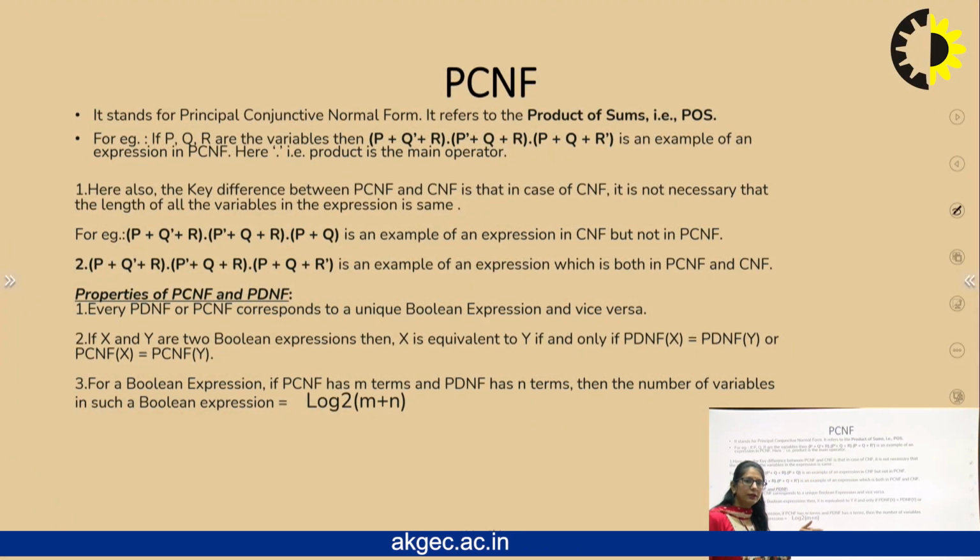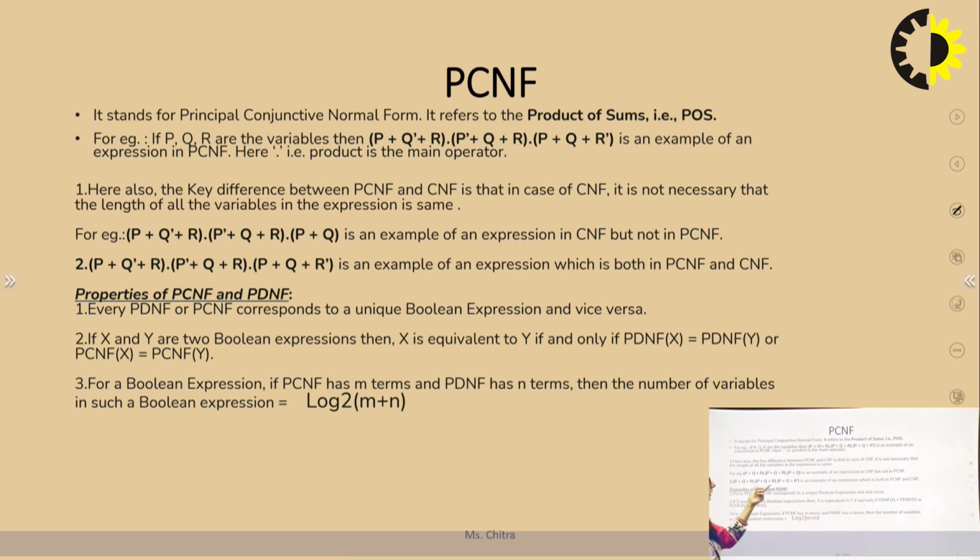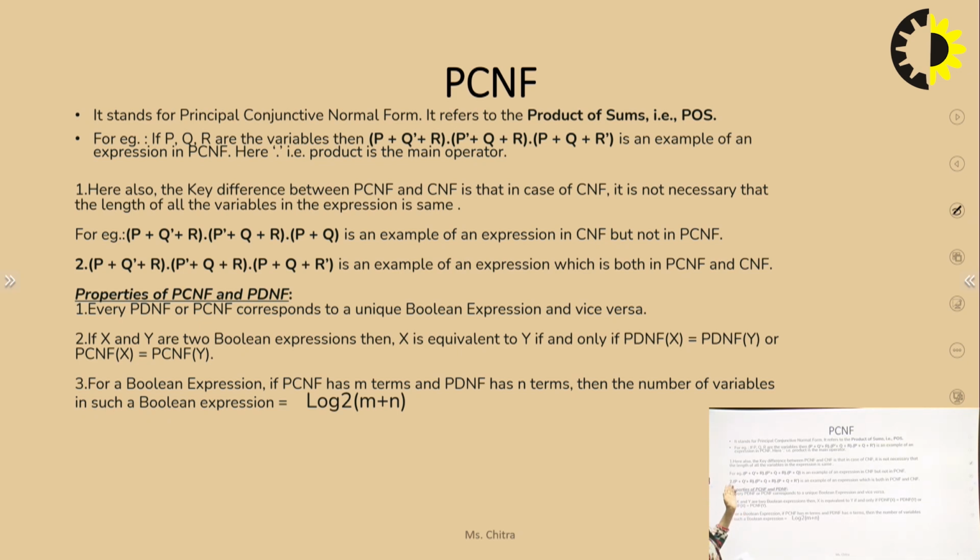But in the PCNF, it is a product of max terms. In the max term, each and every variable must be present here either in its form or in its negation form. For example, see here, we are having three variables. So each and every max term is having the three variables. Either the P is present here in its form or in its negation form. Q is present here in its negation form. R is present as it is here. So if we see first, second, third max term, the length of the variable is 3 here.